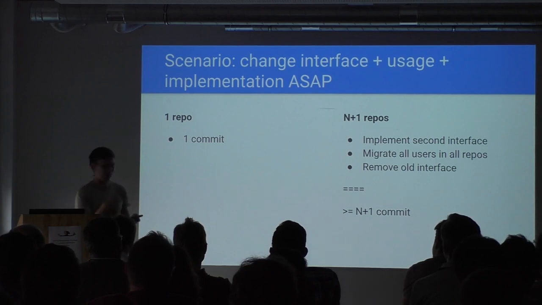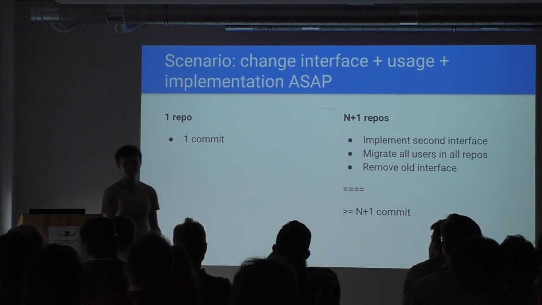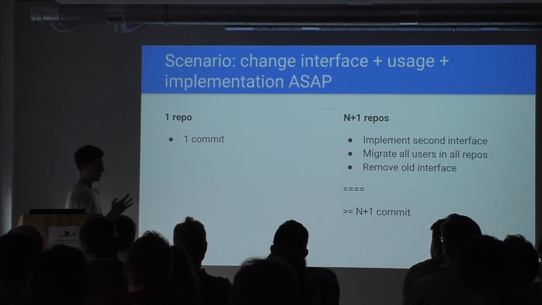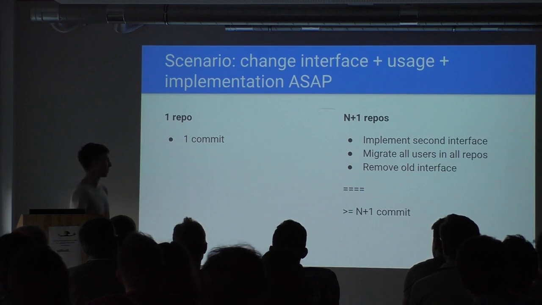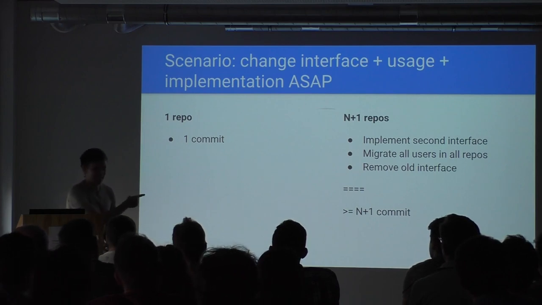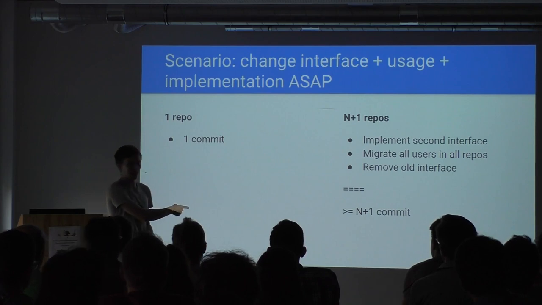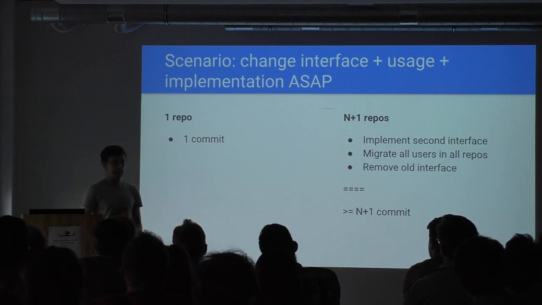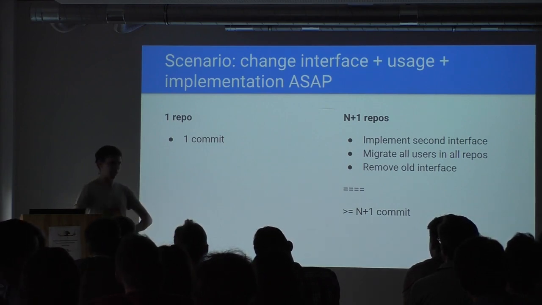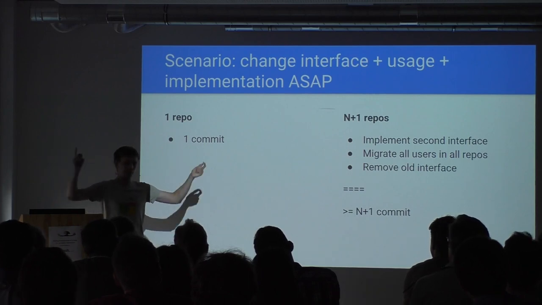And then keep your fingers crossed that nobody reverts your change, right? Because then you have to do everything from scratch, and it happens. So ultimately, at the very least, if you're very lucky, it's n plus one commits for n repos. And that's why we try to keep everything in one repo. That's why we have a huge repo. That's really the number one reason.